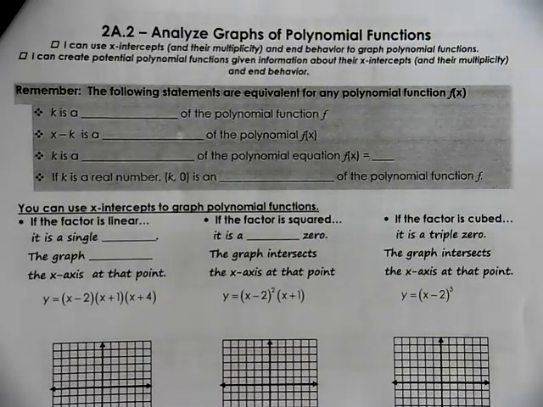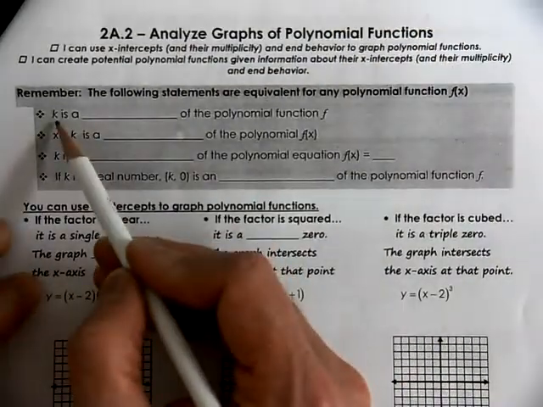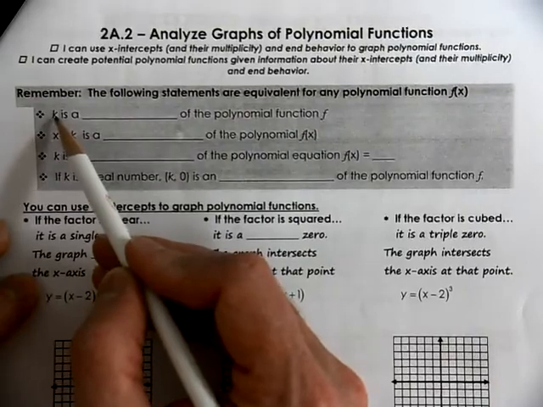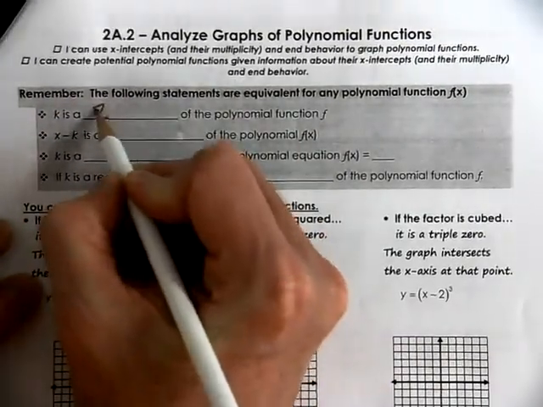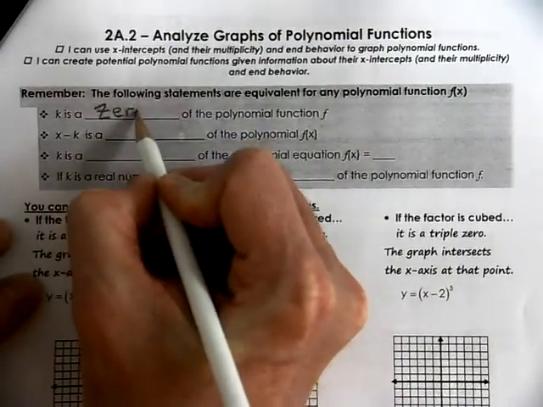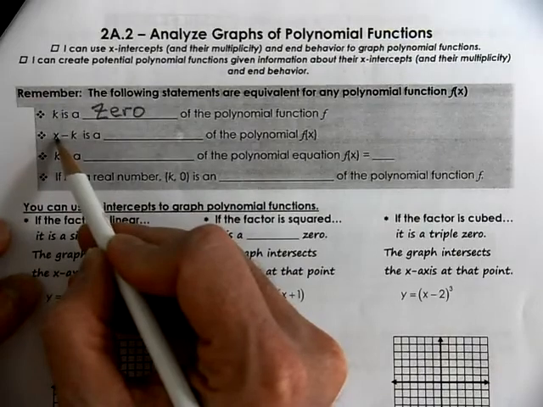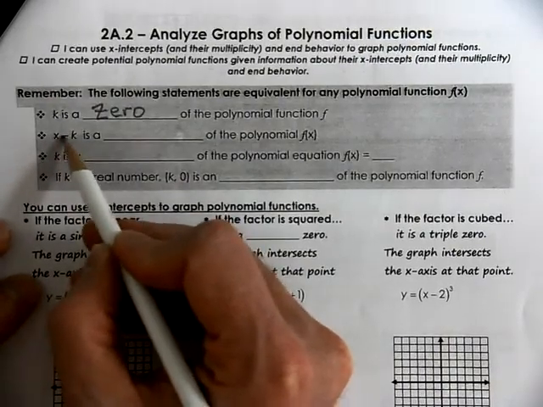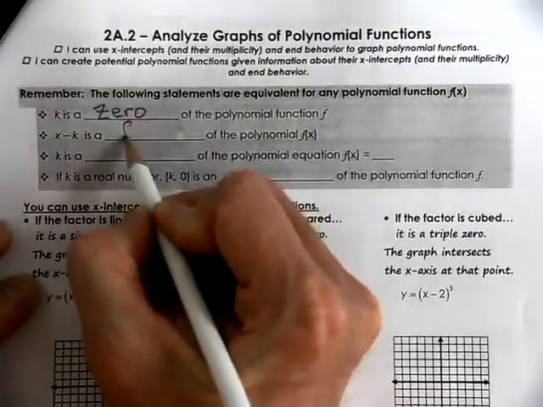This is Algebra 2 with trig, 2A.2. We're going to analyze graphs of polynomial functions. First thing we're going to look at is a k-value. A k-value is going to be considered the zero of the function. The k-value is the value in x minus k. It's the value that's inside the parentheses typically, and that's going to be a factor.